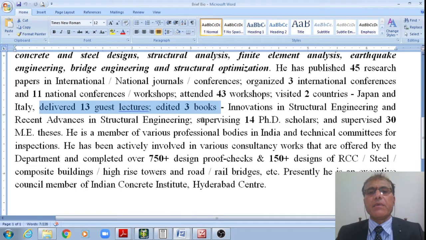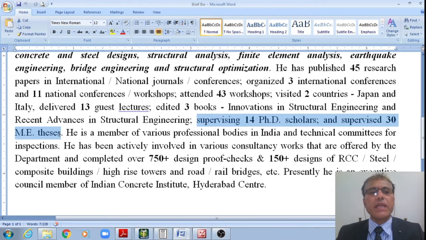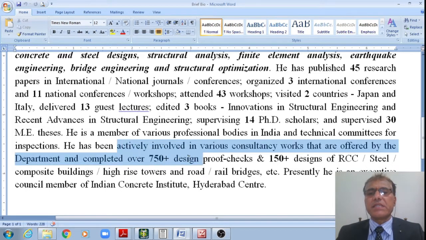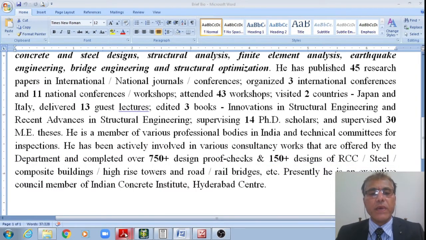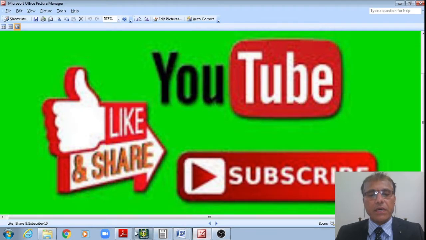And at present, I am supervising 14 PhD scholars and supervised 30 M.Tech scholars, right? And I am actively involved in various consultancy works offered by the department, and completed over 750 design proof check works, as well as 150 designs of RCC, steel, composite, high-rise towers, as well as road and rail bridges. Once we see this brief profile, let us move quickly to the designs, right?